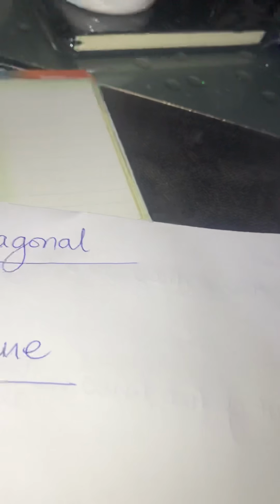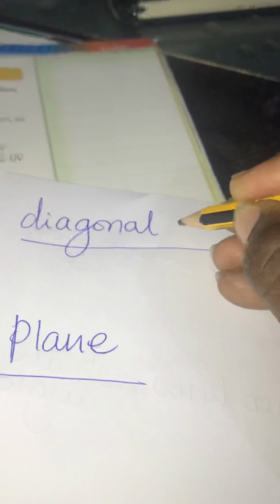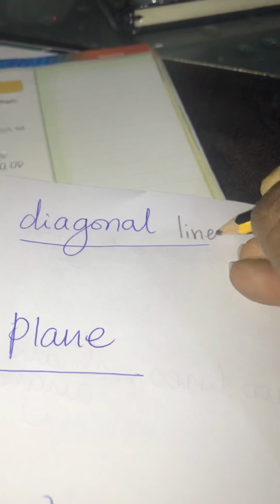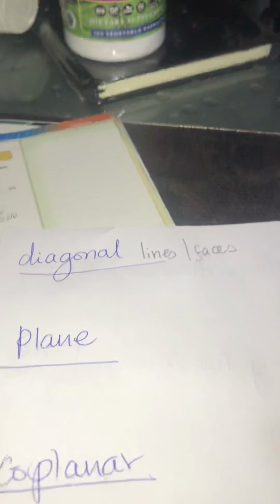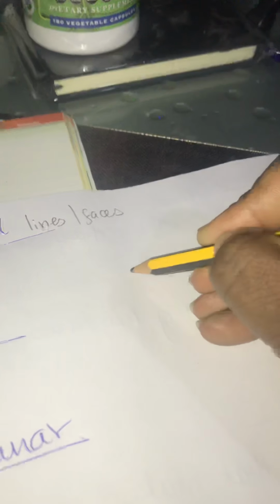So I will start with this one. What is a diagonal? Most of the time, diagonals are lines, okay? They can also be faces. You can have a diagonal face, okay? Now, what is a diagonal line? You draw it like this. Make sure you're using a ruler. It is going up or it is going down. That's a diagonal line. It is a straight line going up or down at an angle.